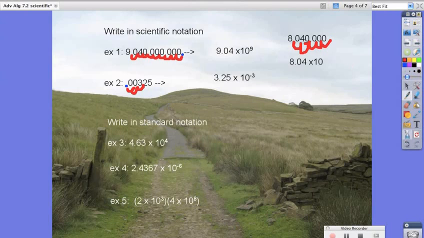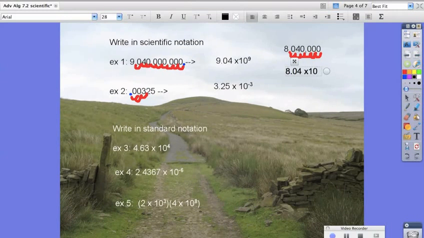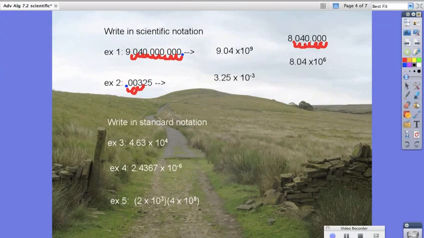So let's try that one more time because I made that look a little funky. 1, 2, 3, 4, 5, 6. So I moved it 6 places to the right. So that's positive 6 because it's to the right.